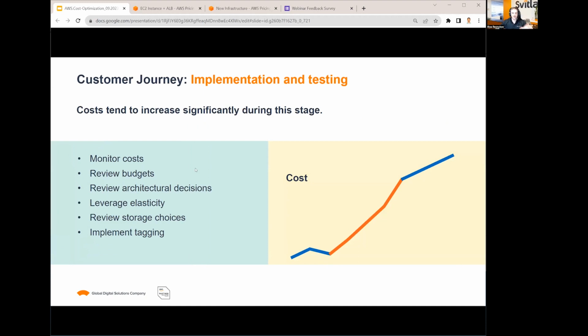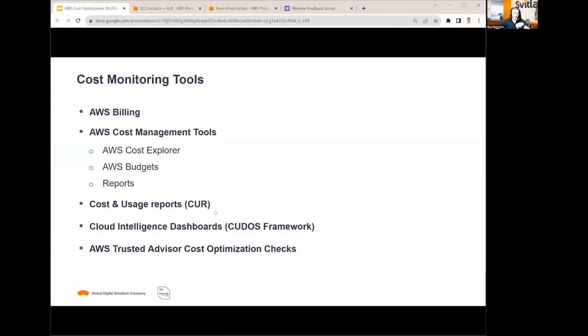The next stage is implementation and testing, where we have already defined the architecture which will be used, and here we need to understand where we could optimize our cost, our bill. AWS provides a lot of tools which could be used at this stage. Most of them are included in AWS Cost Management: Cost Explorer, AWS Budgets, cost and usage reports, AWS Billing, and also we'll take a look at some advanced custom solutions which we could quite easily implement.